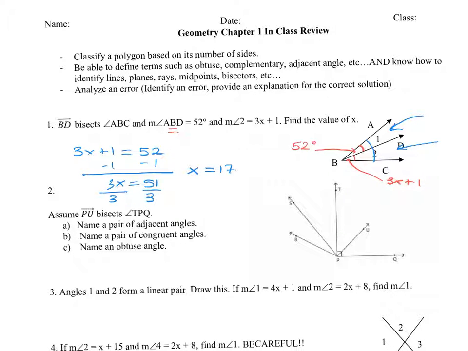You will be given a diagram similar to number 2 where you're going to be asked the same 3 things. Name a pair of adjacent angles, name a pair of congruent angles, and name an obtuse angle. There is more than one correct answer for these, so don't feel pressured if you don't get exactly what I do, as long as it is, in fact, an adjacent angle or a congruent angle or an obtuse angle. So adjacent angles are angles that have a common vertex and a common side. So one example is angle RPS.